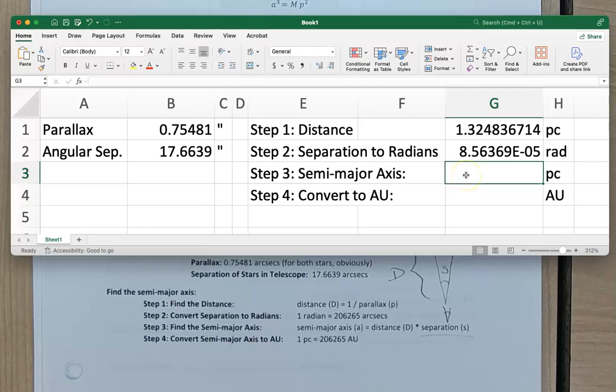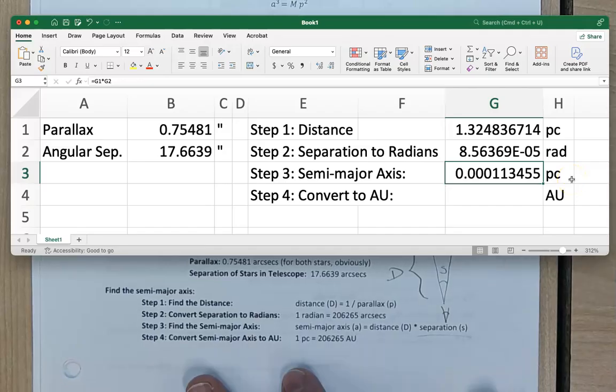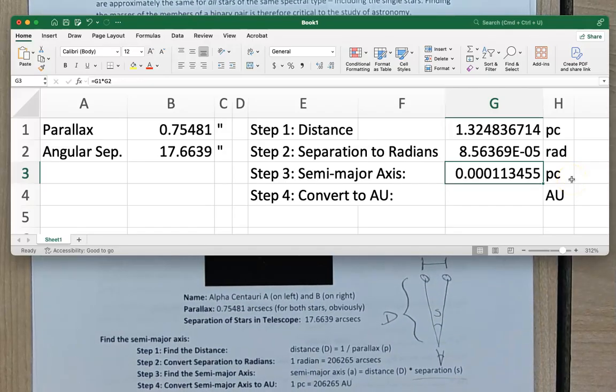The semi-major axis A equals the distance in parsecs times the angular separation in radians, and that gives us the semi-major axis between these two stars. They orbit each other at a distance of 0.0001 parsecs apart, which is a tiny number because the stars are not very far apart. They're so close together that they're orbiting each other.